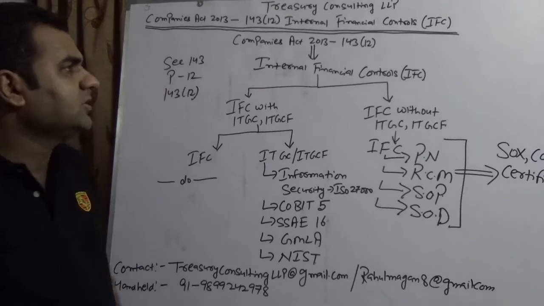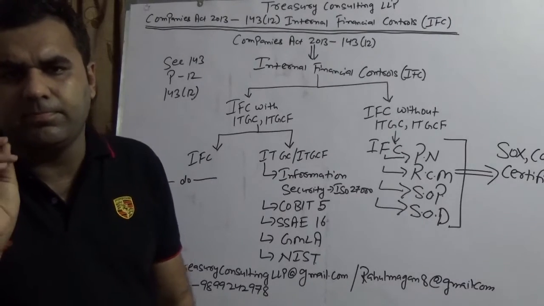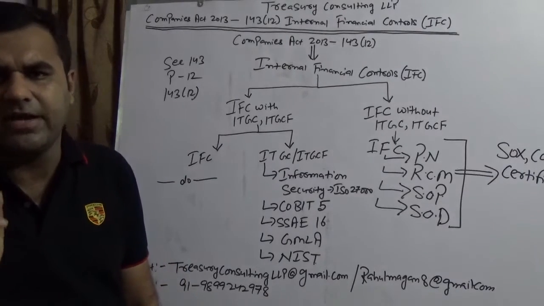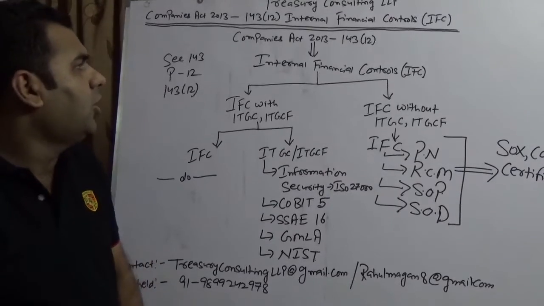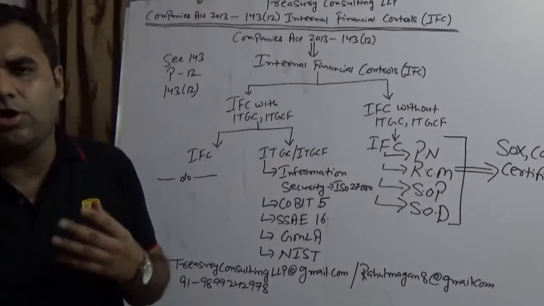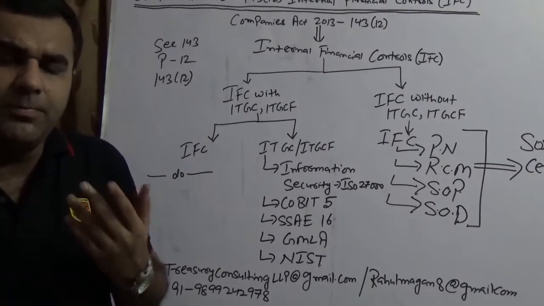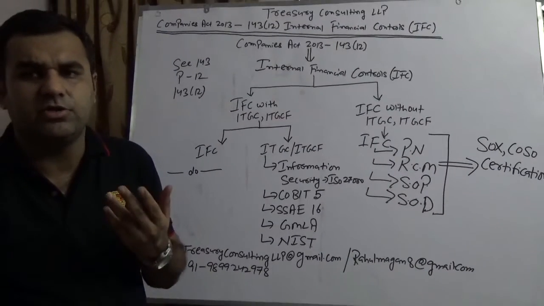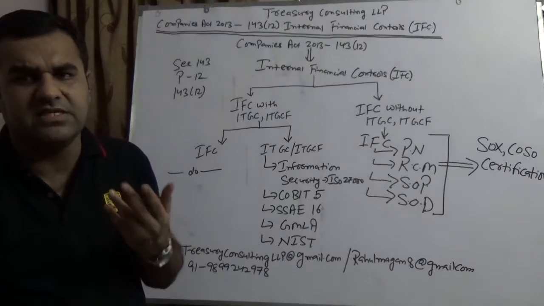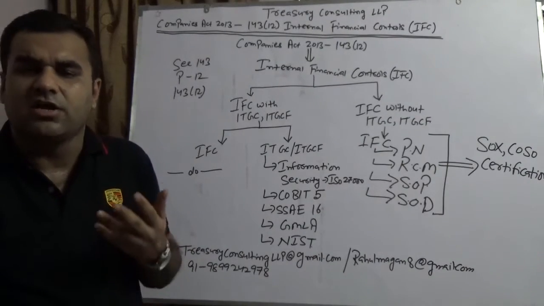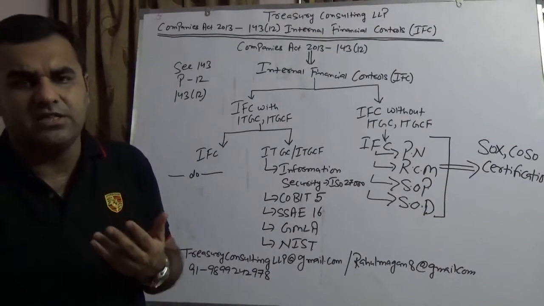As per Companies Act 2013, section 143 para 12, the auditors are given the power to report in writing to the audit committee, the management, and if required, to the Ministry of Corporate Affairs, that there is a fraud or an offense covering a fraud that has happened in the company.